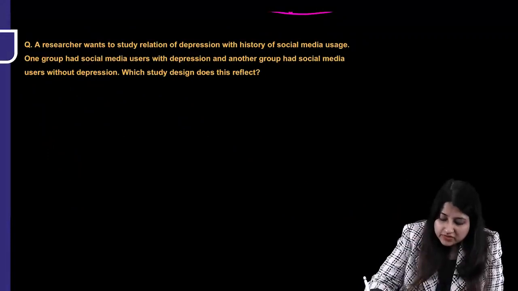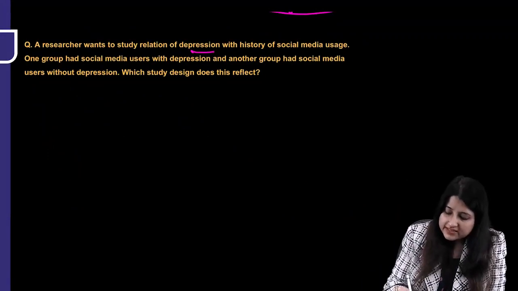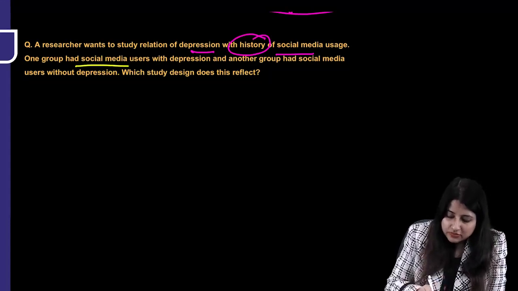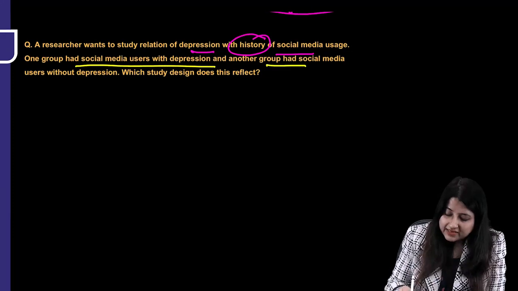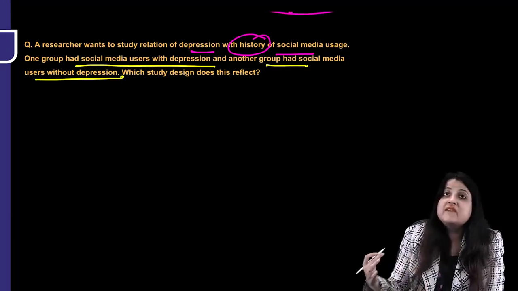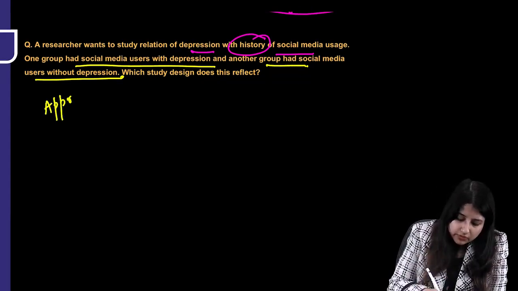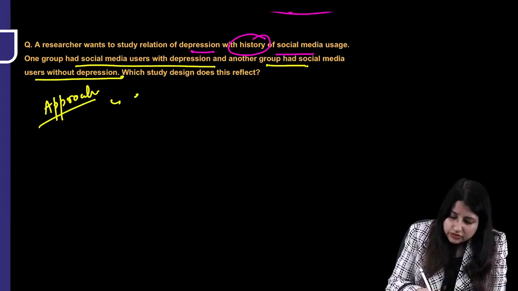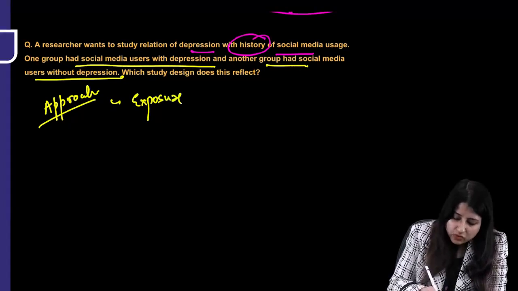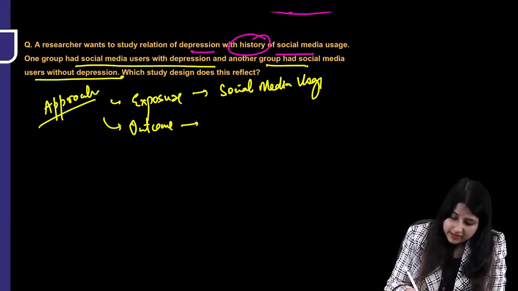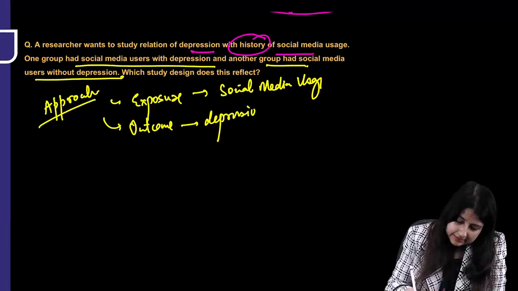Now look at this question. A researcher wants to study relation of depression with history of social media use. Look at the word history. One group had social media users with depression and the other group had social media users without depression. What is it? So like I said, what is the approach you are going to take? So the first thing you have to identify is what is the exposure and what is the outcome. So what is the exposure over here? Of course, it is social media usage. And what is the outcome over here? It is depression.